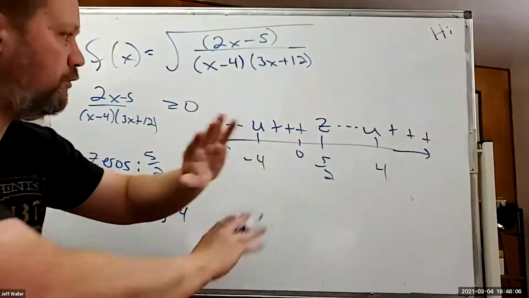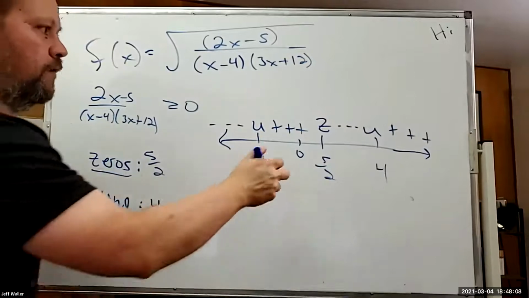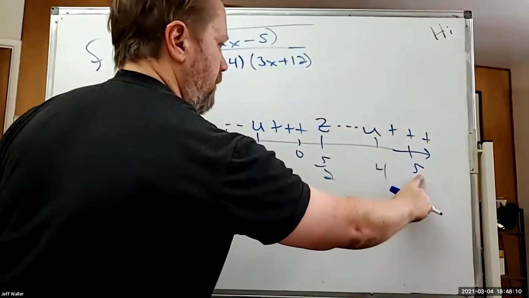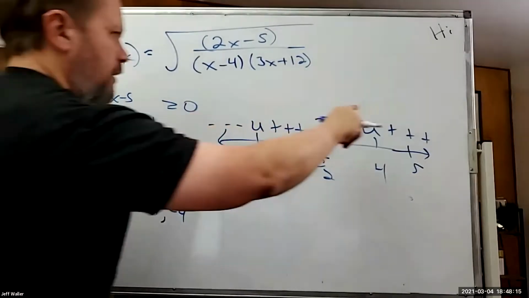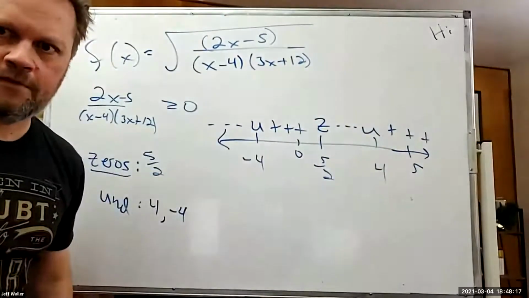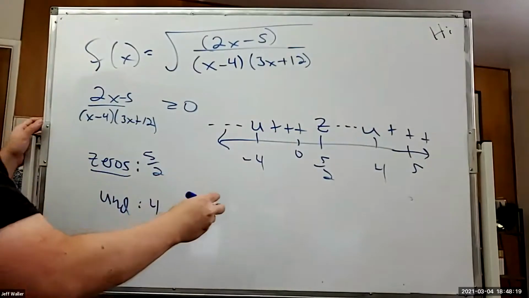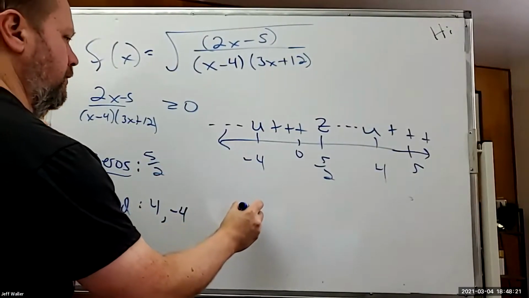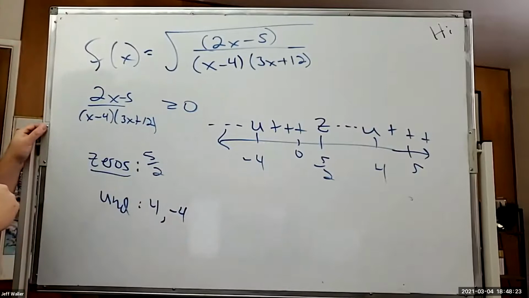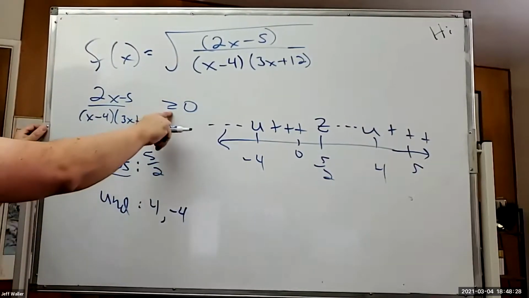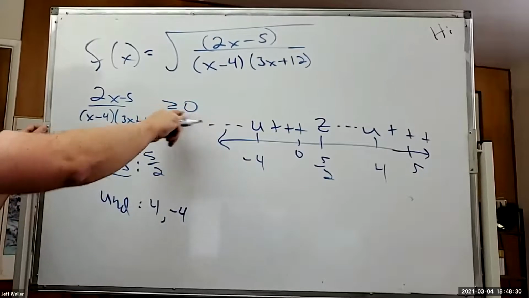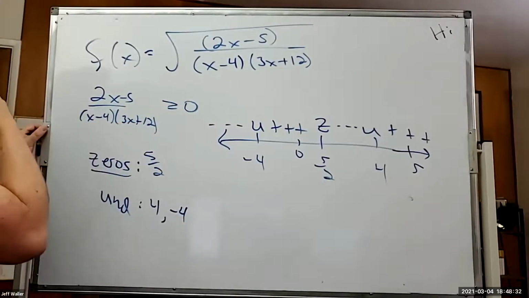If you don't like what I just did, you pick a region and you plug a number in. Positive, positive, positive, positive. Okay. Now, what's the answer? Negative infinity to 4? No. Or negative to negative 4. I need the answer to be positive or 0. Oh.